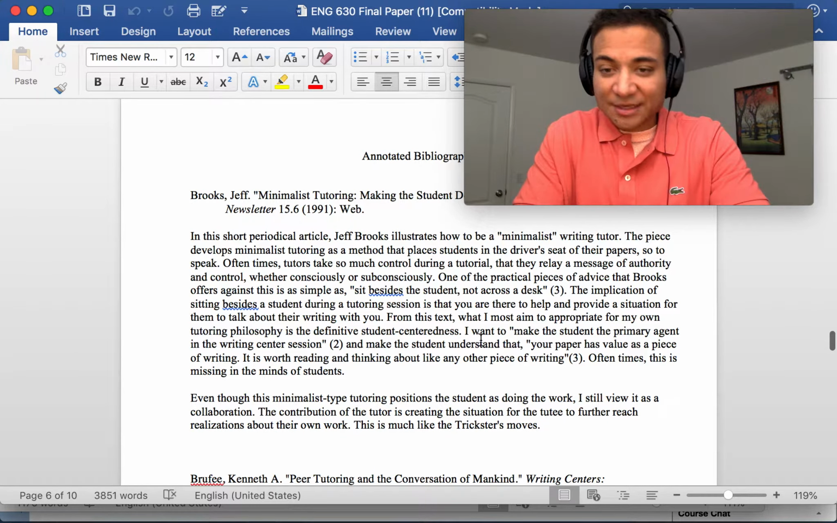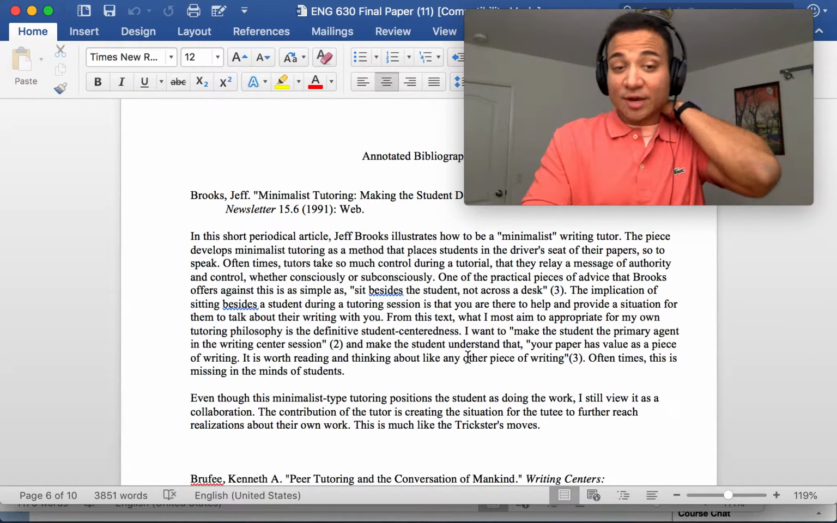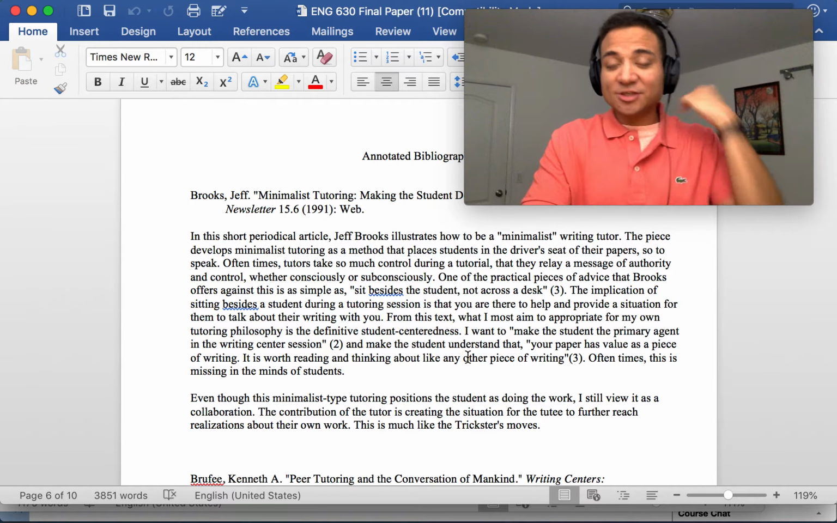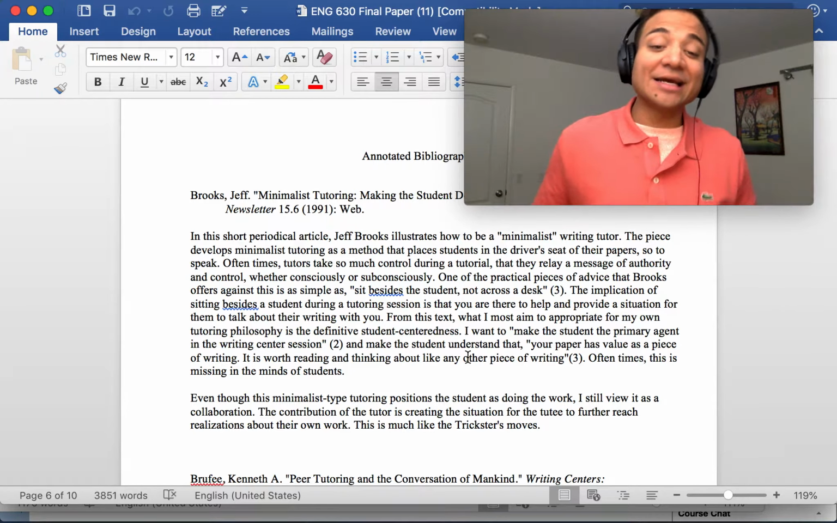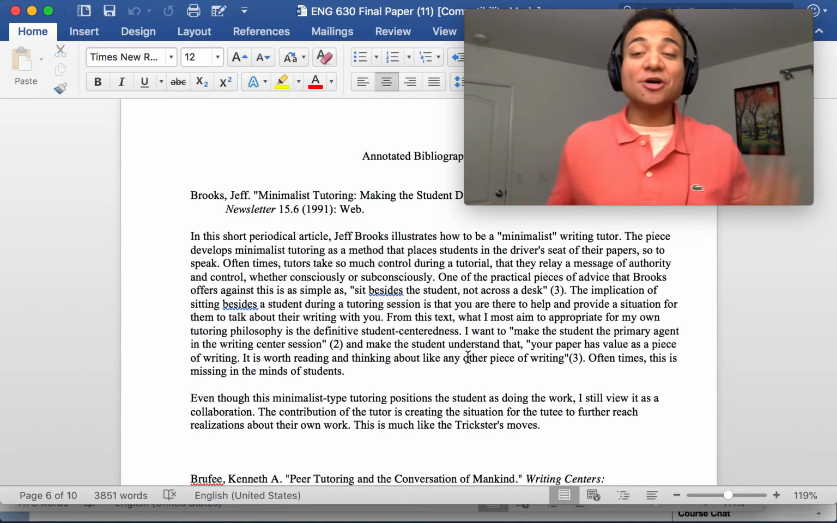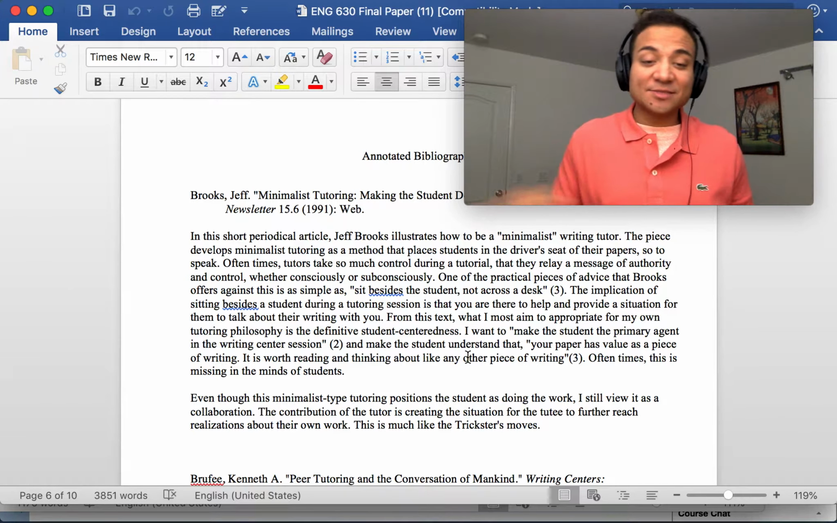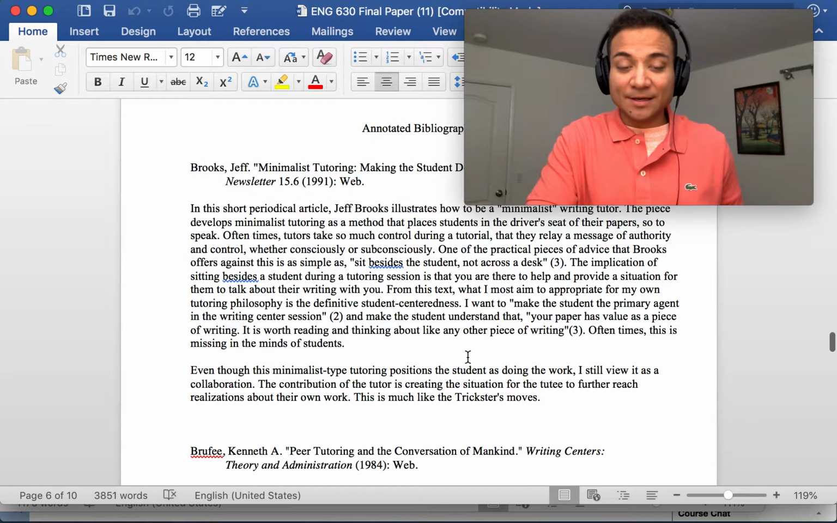So here's what I aim to take. I want to make the student the primary agent in the writing center session and make the student understand that your paper has value as a piece of writing. It's worth reading and thinking about like any other piece of writing.